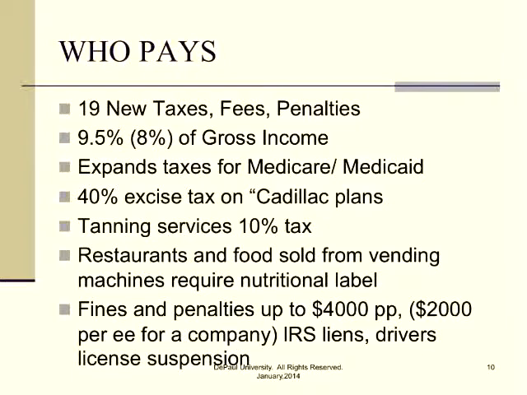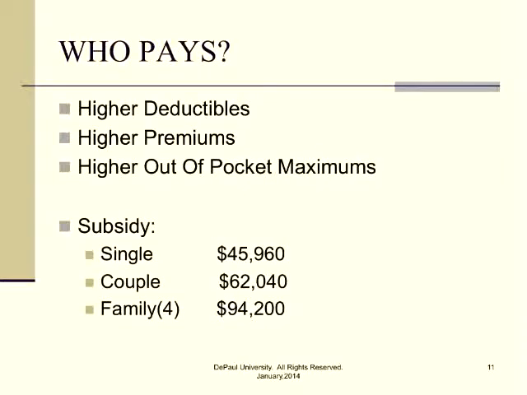There's going to be an additional tax on restaurants and food sold from vending machines to help pay for this. And the fines and penalties would be up to $44,000 per person or per employee, and in many cases the $2,000 for the employee that the company has to pay is actually less than they're paying for health insurance, so some companies may stop offering health insurance altogether and just give people more money.